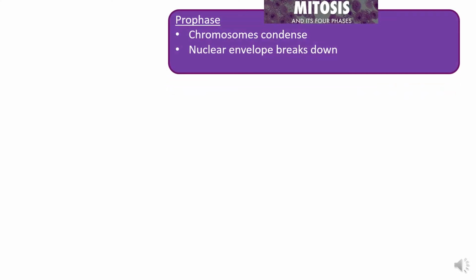Okay, the phases of mitosis. Prophase is the first phase. Now in prophase, chromosomes condense, and that means that they get shorter and fatter, and it means that we can visualize them and see them with a microscope. We can't see individual chromosomes with a microscope, not before prophase. Now also during prophase, the nuclear envelope breaks down. So the nuclear envelope is this that surrounds the nucleus. So that breaks down and that's going to disappear.